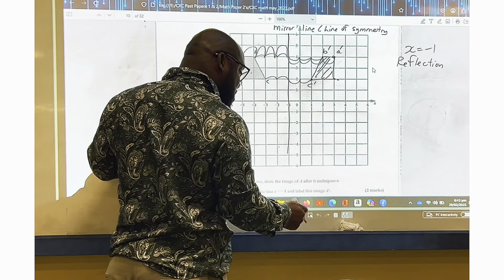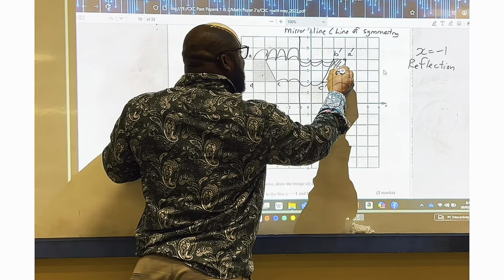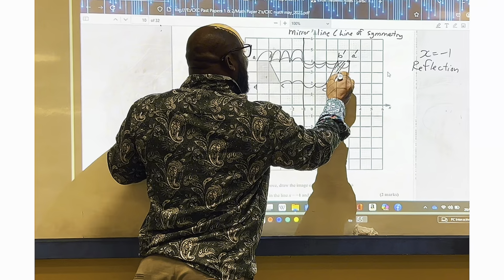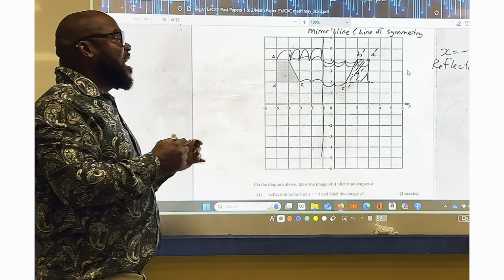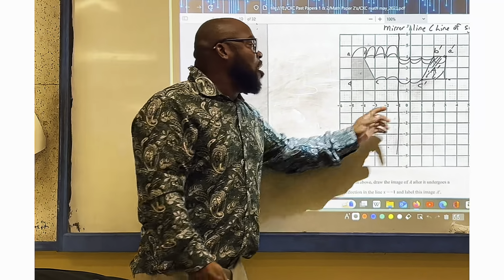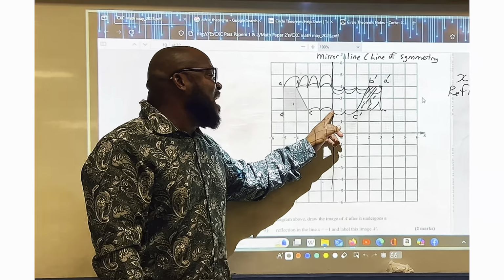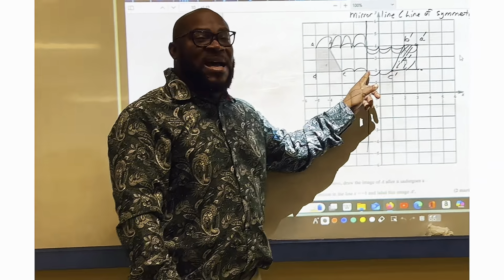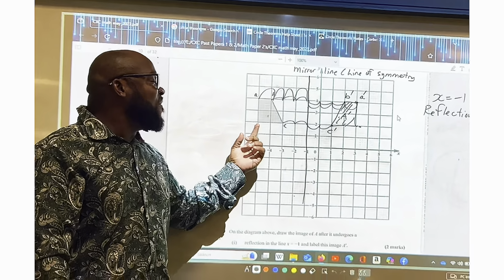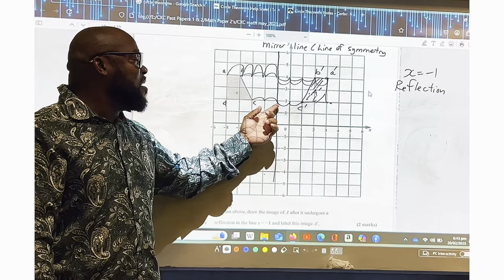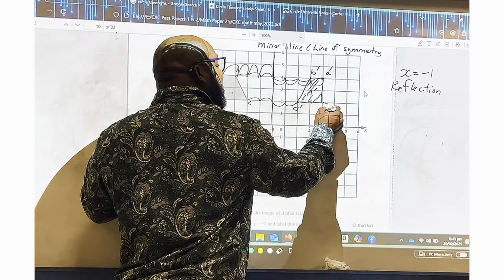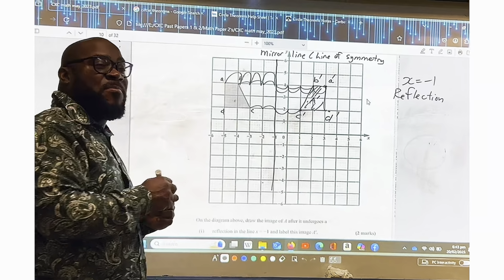If I call it A point, C was the closest. So on the other side, C also has to be the closest. D was farther away than C. So on the other side, D has to be far away from the mirror line. Okay?